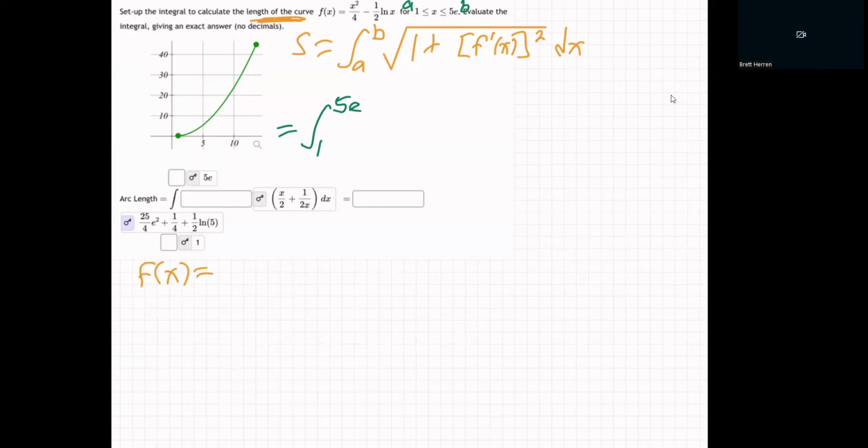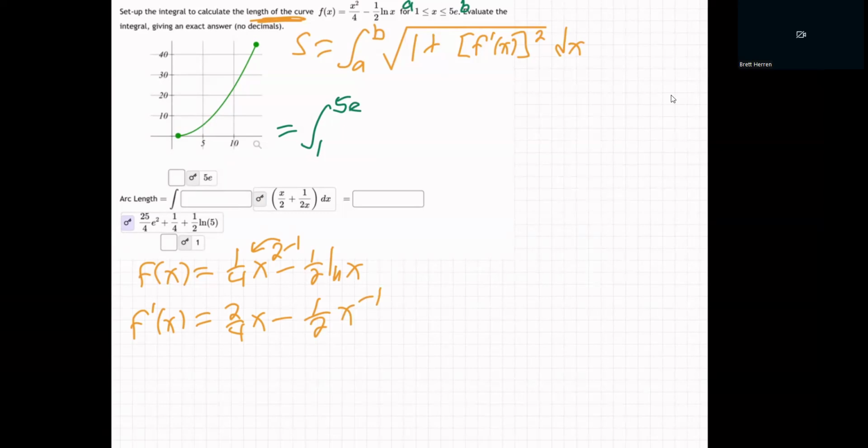Here is our function right here, so just bring that on down. I'm going to rewrite it as 1/4 x squared minus a half natural log x. Okay, so we need to take the derivative. So the derivative of that, bring down the 2/4 x, oh, not x squared. Subtract 1 from the power. So minus, now what's the derivative of natural log x? 1 over x.